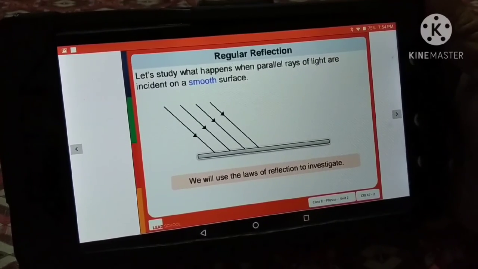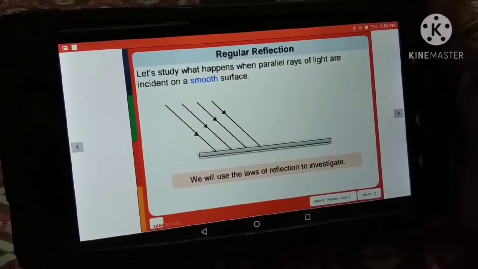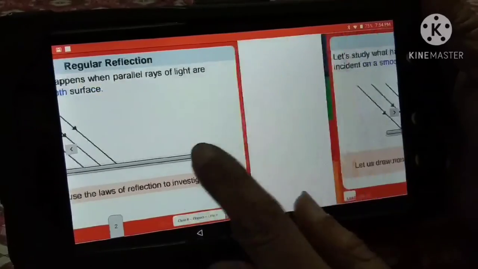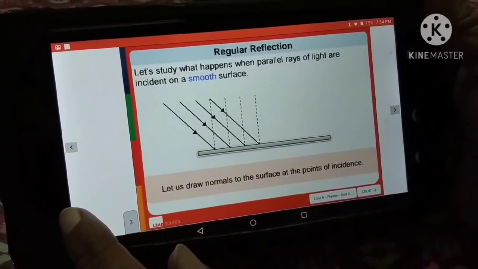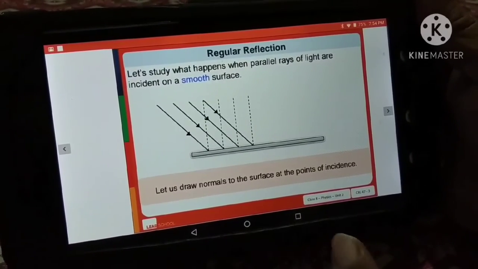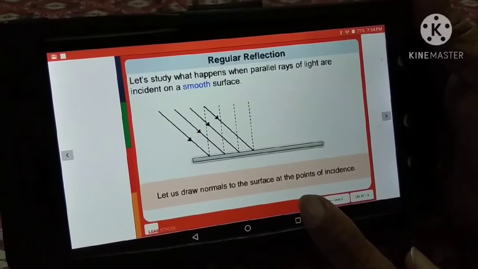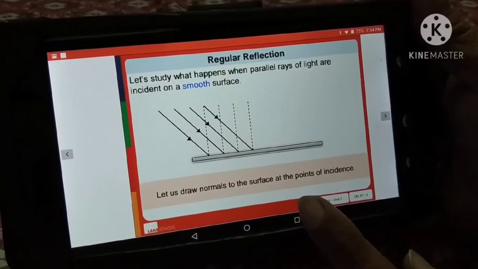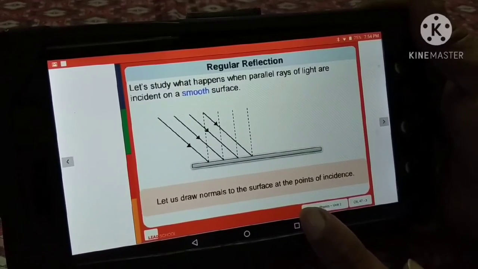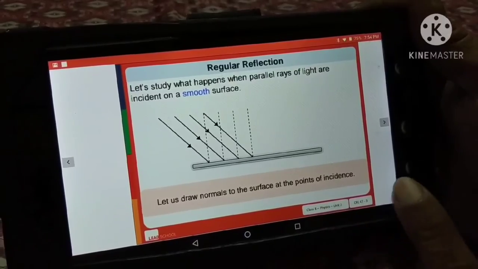Let's study what happens when parallel rays of light are incident on a smooth surface like it is shown in this diagram. So you can see that parallel rays of light are falling on a smooth plane surface, and now we have drawn normals to all these rays, right, through the surface from where the light rays have to reflect.